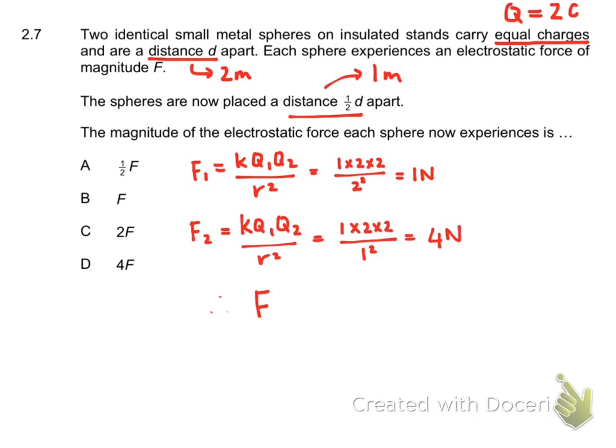And now you can easily see that F2 is 4 times the value of F1, and the answer then is D. So that's another way of approaching these kinds of questions that you might like.